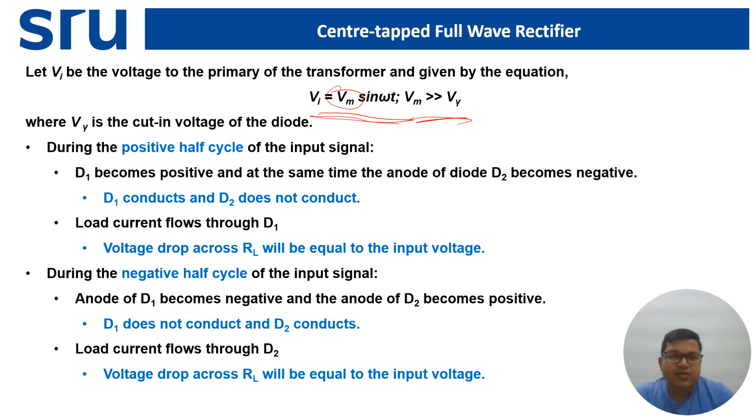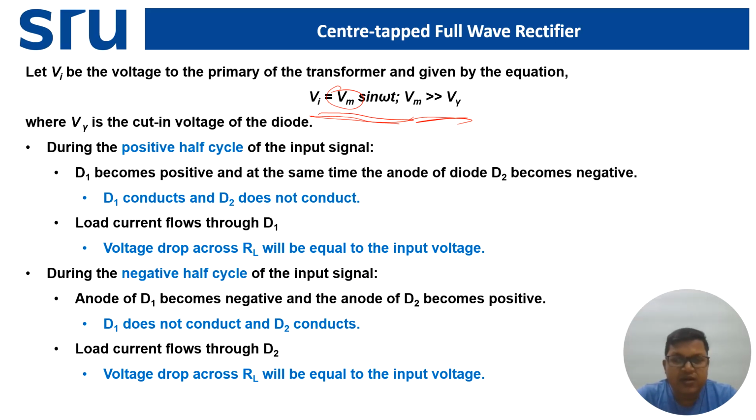During the negative half cycle of the input signal, what happens? The opposite thing will happen now. The anode of D1 becomes negative and the anode of D2 becomes positive. So it is similar but opposite. So D1 does not conduct this time and D2 conducts.